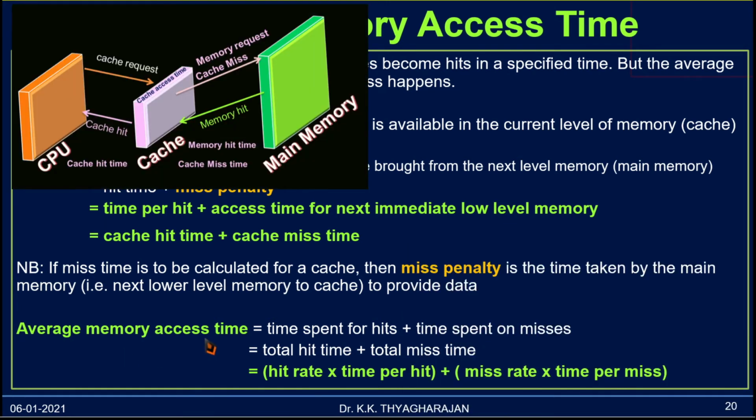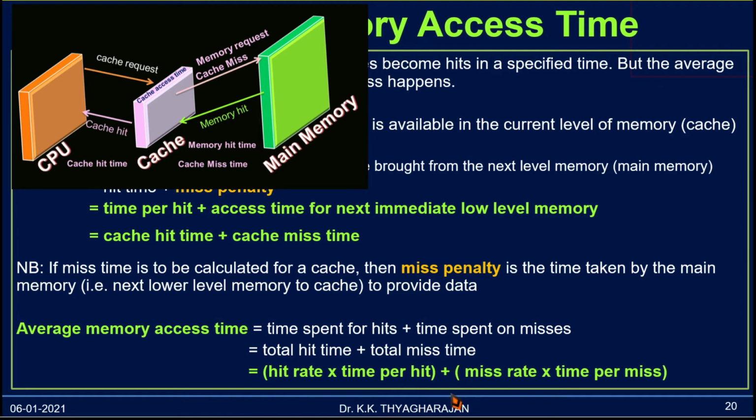So the average memory access time is equal to the total time spent on hits plus the total time spent on misses. That is equal to total hit time plus total miss time. The total hit time is given by hit rate into time per hit.